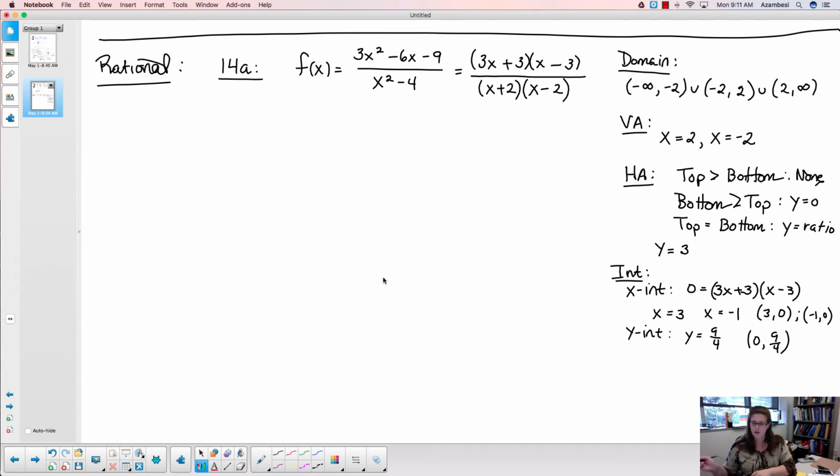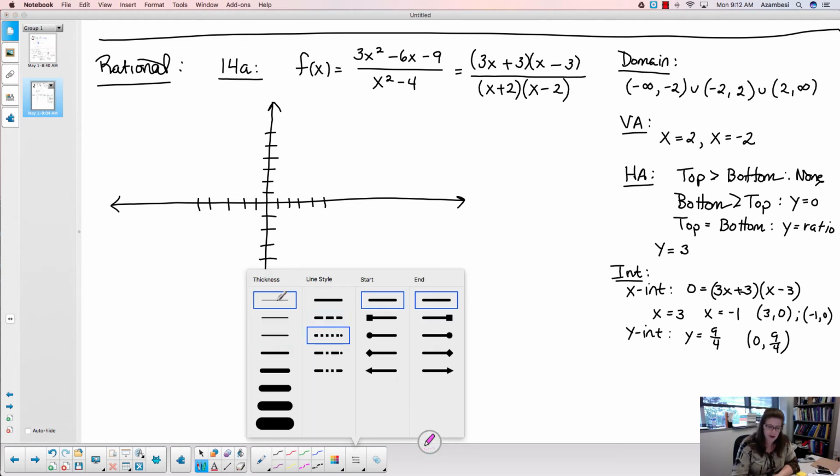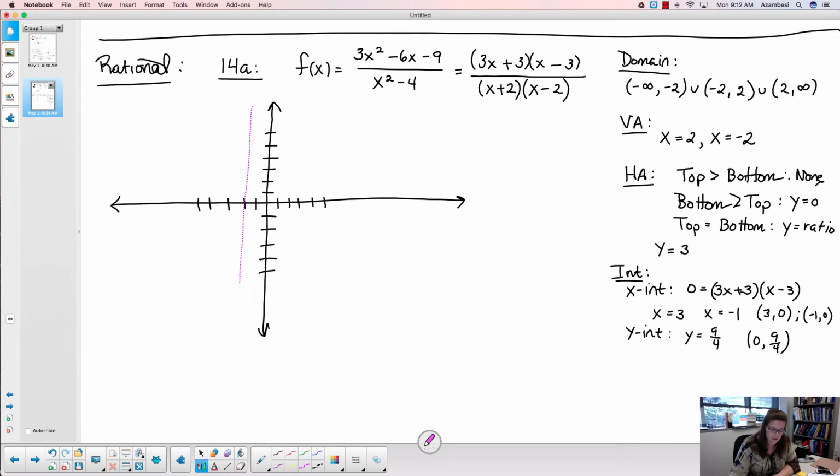Okay, so now we're at the point where we can graph our function. So I'm going to make a graph. And 1, 2, 3, 4, 5. Wow, those are nice and even there. Everything that I have found so far, I'm going to put on the graph at this point. So first thing is my asymptotes. I have one at x is equal to -2 and one at x is equal to +2.